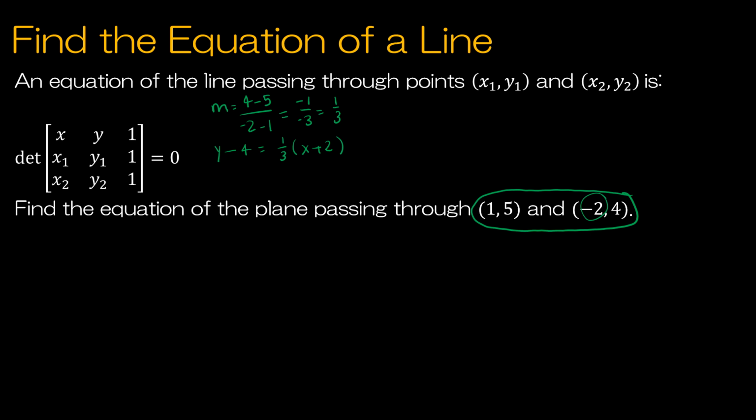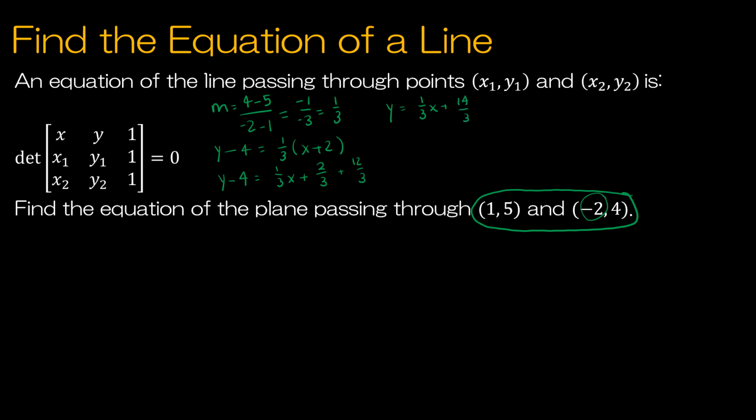I would go ahead and distribute the 1/3, so that gives me 1/3 x plus 2/3. And then I would add 4 to each side, so that would give me y is equal to 1/3 x, and then adding 4 to each side would be the same as 12/3. 12/3 is equivalent to 4, so that would give me 14/3.